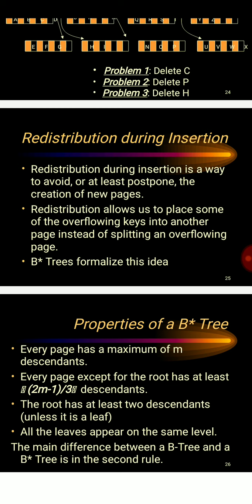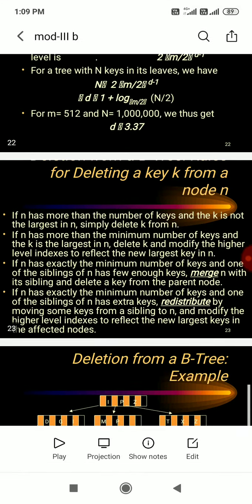In the B star tree, again it is having the same rule, it is having a maximum of m descendants, but the root node except the page node should have at least (2m minus 1) by 3 descendants. The root has at least, all the rest remains the same. So this is about the properties of the B star tree.